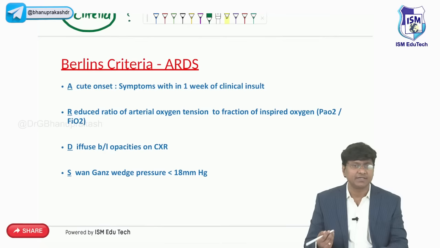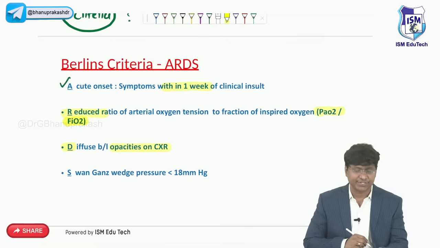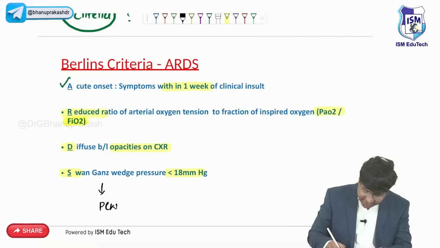What does A stand for? A stands for acute in onset, where the symptoms will develop within 1 week of clinical insult. R stands for reduced PaO2 by FiO2. D stands for diffuse bilateral opacities on the chest X-ray. S stands for Swan-Ganz catheter showing normal pulmonary capillary wedge pressure. With the help of the Swan-Ganz catheter, you will measure the pulmonary capillary wedge pressure, and that will be normal.